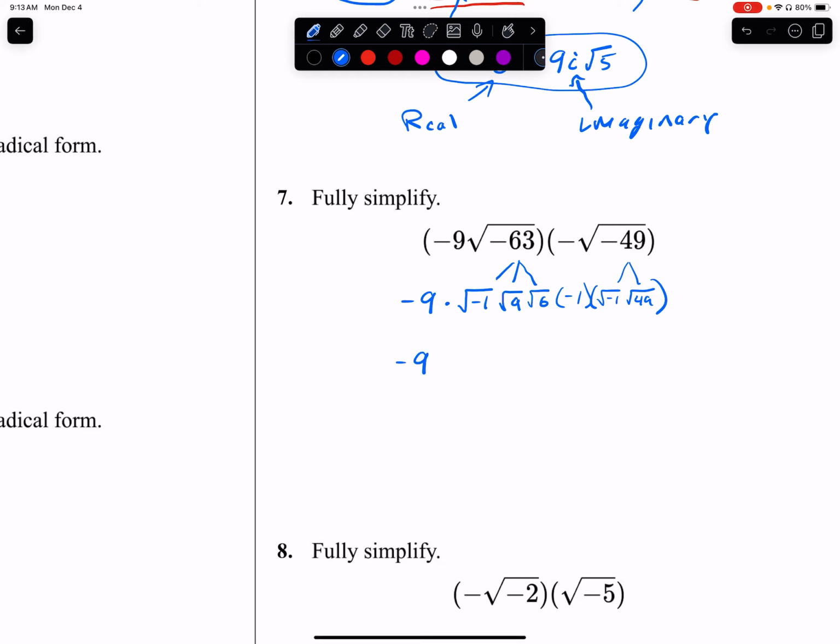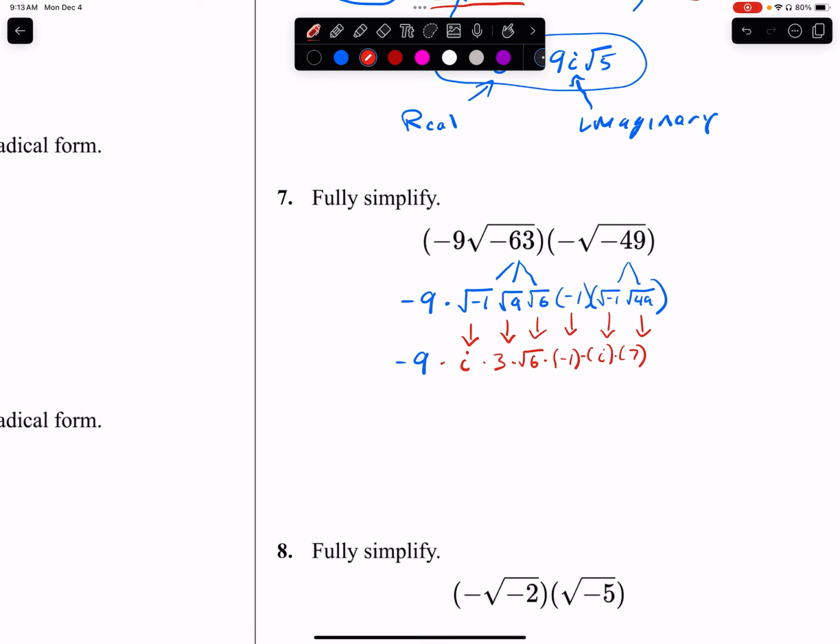So now I've got negative 9. The square root of negative 1, you know, is i. Square root of 9 becomes 3. Square root of 6 is the square root of 6. There's nothing we can do. Negative 1 remains negative 1. This becomes i, and the square root of 49 becomes 7. Okay, so you can see we're multiplying all these numbers together.